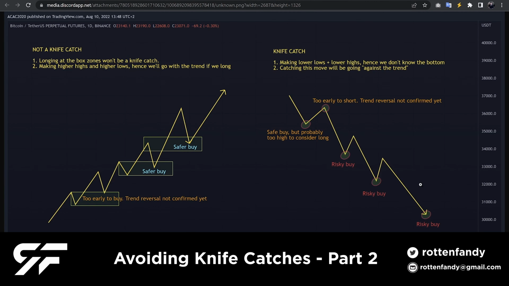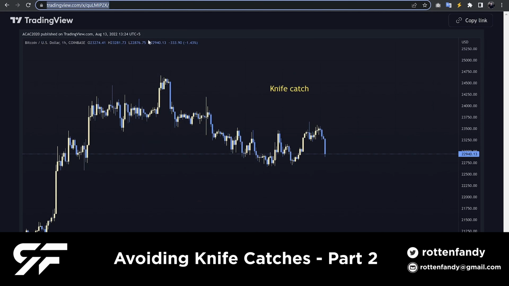So now let's visually look at a couple of examples. This is a typical example of a knife catch, right? Because it's constantly trending down, breaking all the legs while coming down. As you can clearly see, the distribution candles are a lot more aggressive, and the accumulation candles are so small. It's having such a hard time going up, but a much easier time coming down, right?